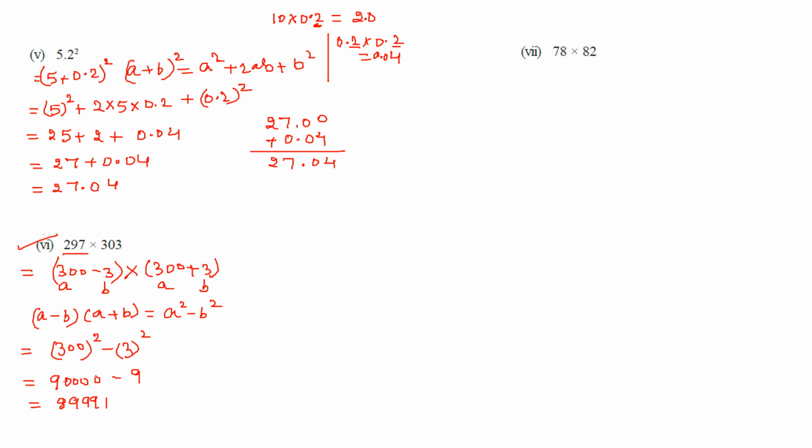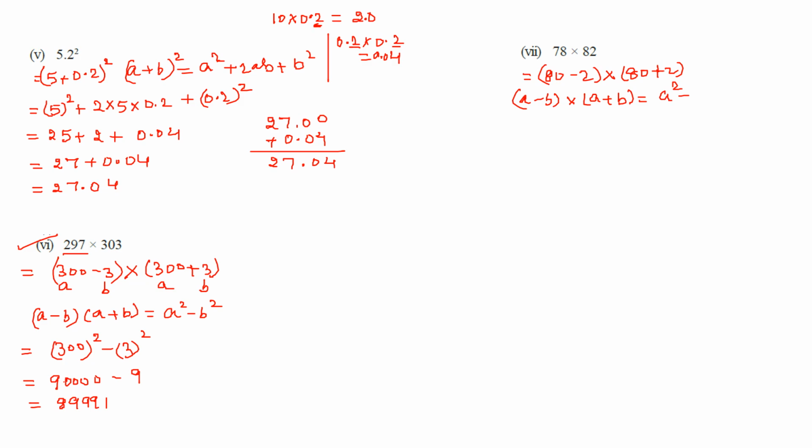Now this is also same as the sixth one. So 78 is near to 80. Even 82 is also near to 80. So I can write 78 as 80 minus 2, and 82 can be written as 80 plus 2. And you can see again it is in the form of a minus b, a plus b. So a minus b into a plus b can be written as a square minus b square, right?